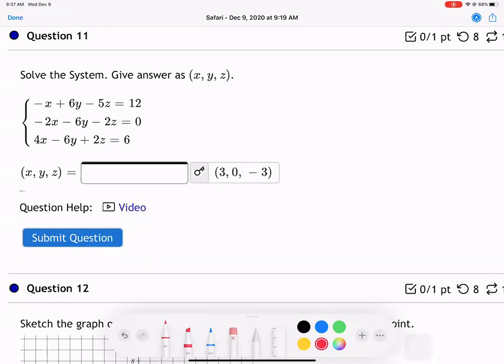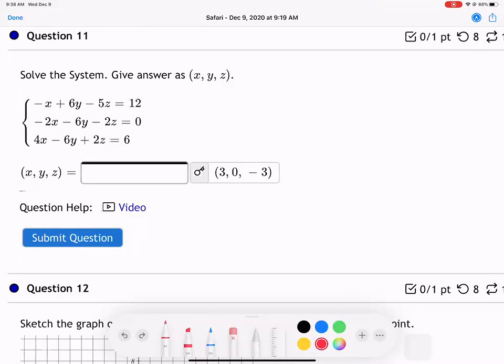If we take a look at number 11, which of these variables are going to automatically cancel out? Do the x's cancel out? Do the y's cancel out? Or do the z's cancel out? Remember, I'm saying do these cancel out by elimination. Okay, we're going to combine them. And the answer is that the z's are going to automatically cancel out.